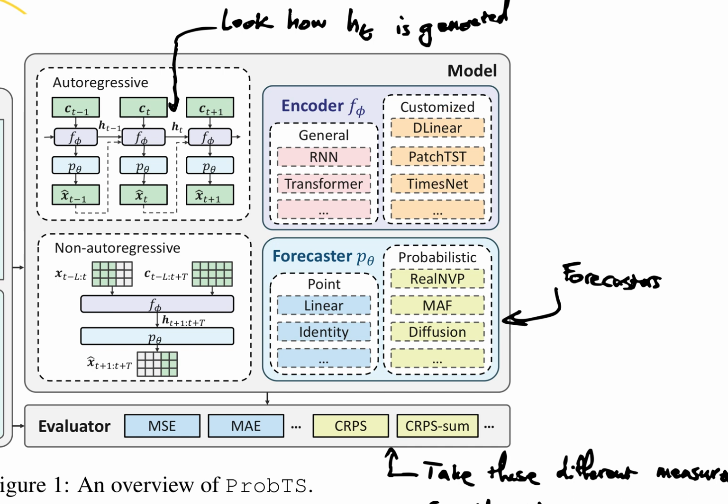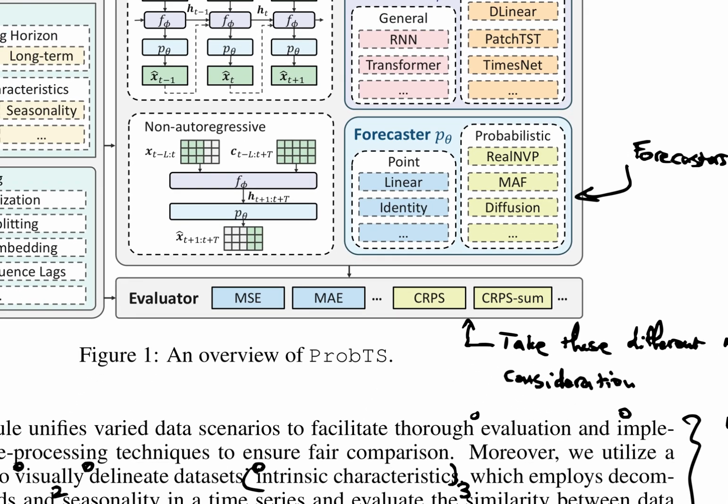And then going back away from here, you have different encoders: you have RNNs, transformers, and customized time series models, you have TimesNet, PatchTST, DLinear, and such. For the forecasters, you have probabilistic and point forecasting, such as diffusion models and linear mappings. These would basically be the modeling components. So you can see that everything's pretty much modular. And then going to the evaluator, you have different measures. You have MSE, MAE, CRPS, CRPS sum, and so on. Note that CRPS could be seen as a distribution generalization of MAE, and that's one of the prominent measures used in this paper as well.